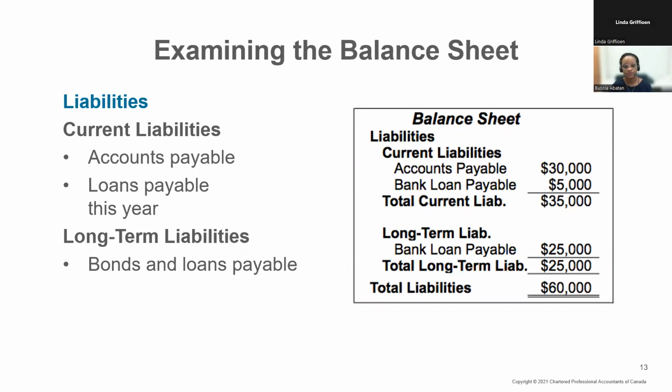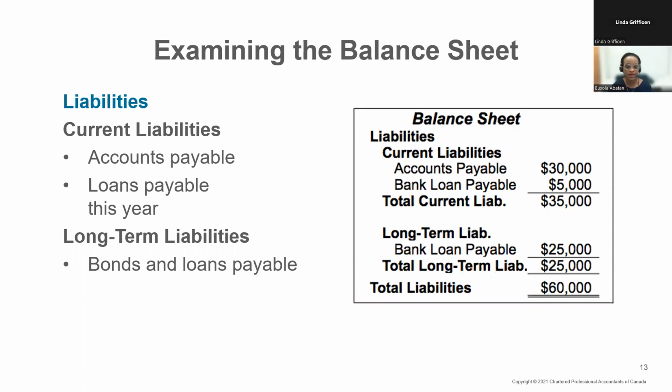So examples of current liabilities include accounts payable, that's monies that the business owes its suppliers or vendors, as well as loans that must be paid within the year, like maybe you have a credit card balance. And then the long-term liabilities, which might be loans that will be paid further into the future. So like you might have a line of credit or something with the bank that you don't have to pay up all of it this year, or even a mortgage, for example. That could be a long-term liability. This example says bonds and loans payable.